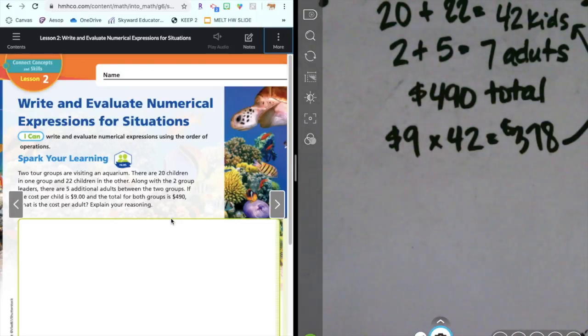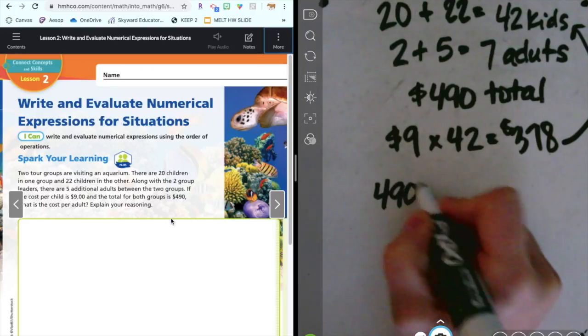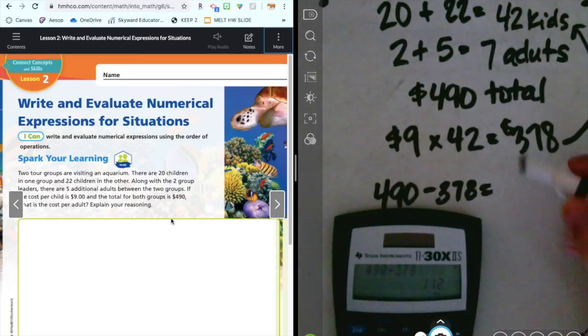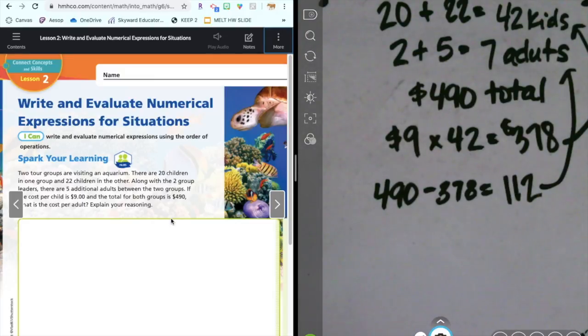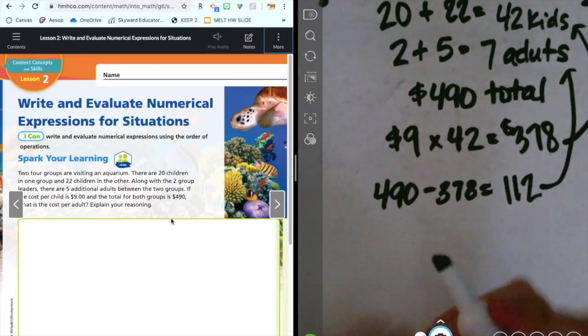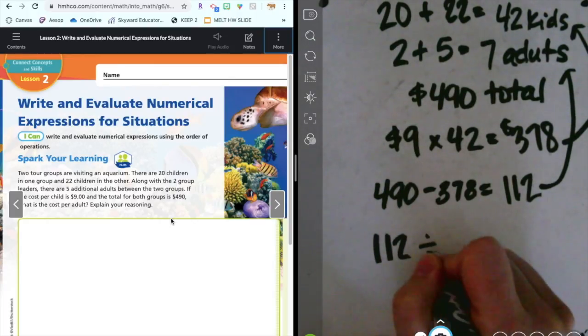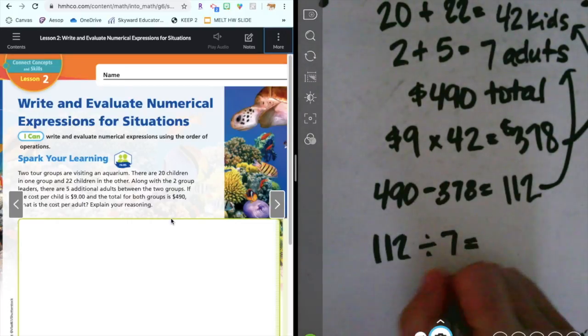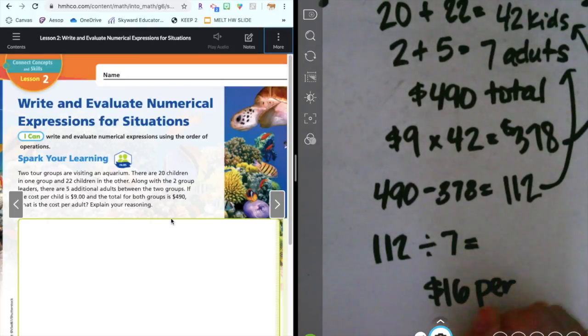Now, let's figure out what money's left over. If we know we had $490 total and we spent $378, $490 minus $378 is $112. So we know we spent $112 on the adults altogether, but the question asks what is the cost per adult? That means for one adult. So if we had $112 and we divided it amongst our 7 adults, it equals 16. So $16 per adult.